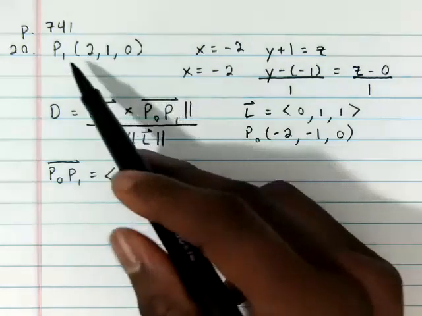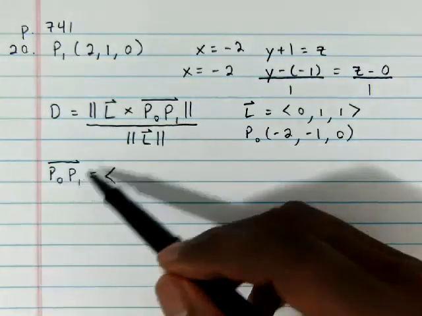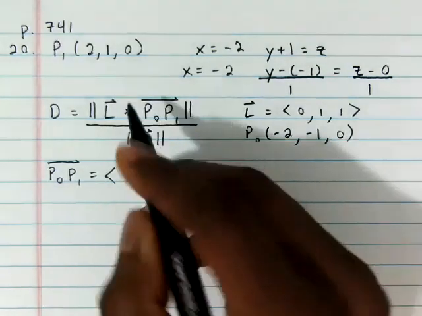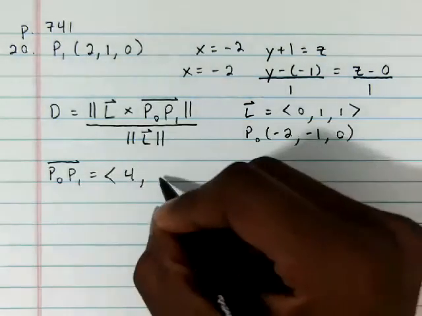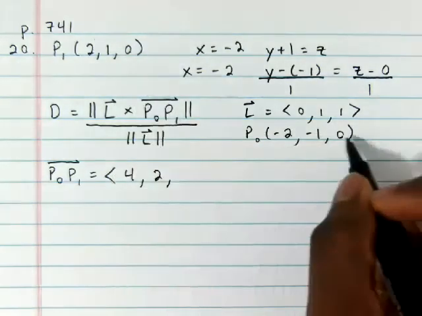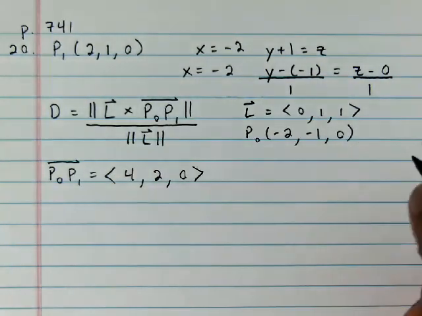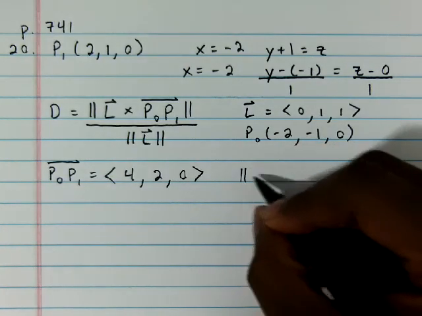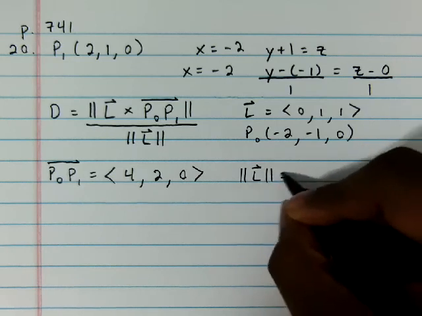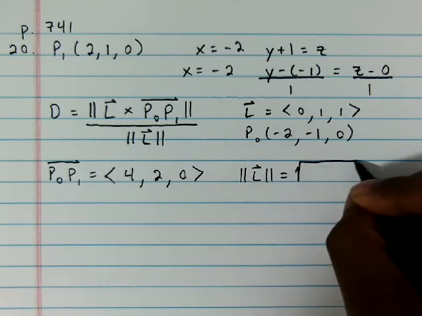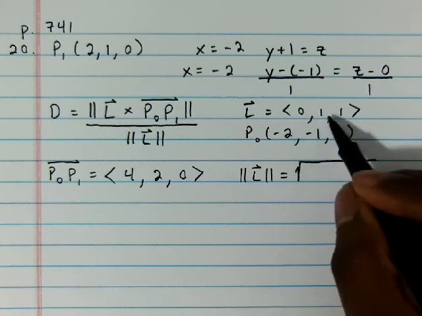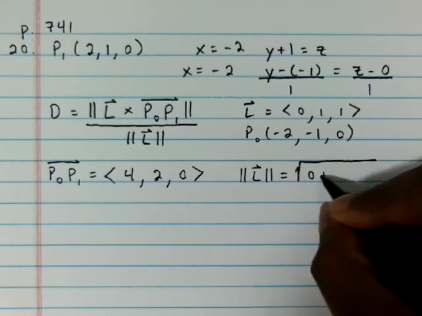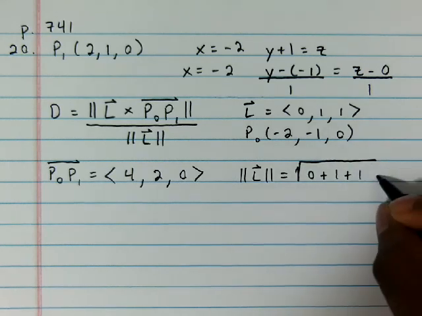All right, so P naught to P1. We're going to do 2 minus the negative 2, which gives us 4, and then 1 minus the negative 1, which gives us 2, and then 0 minus 0, which gives us 0. And then let's go ahead and find the magnitude of L now, which is going to be the square root of 0 squared plus 1 squared plus 1 squared. So that's just going to be the square root of 0 plus 1 plus 1, or the square root of 2.